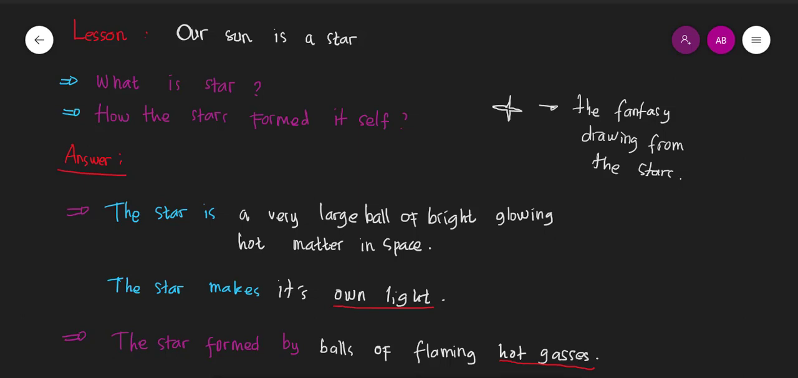Okay, now let's see what is the problem of our lesson for today. So why is the sun a star? Of course, because the sun can really fit the two definitions of a star. First, a very large ball of bright glowing hot matter in space. Right, correct. And it can make its own light. Its own light, I'm so sorry. That's why the sun is a star, because it can produce its own light, everyone. Okay, that's why our sun is also a star. Okay, let's move to the next material.